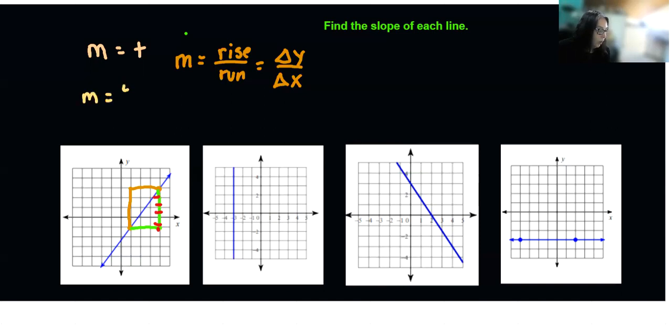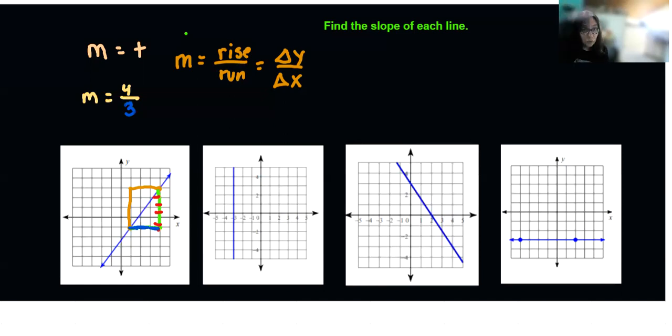And my run, how far over does it go? Let's take a look at how far over it's going. I'm going to move before I count. So there's 1, 2, 3. It goes over 3. So my slope is 4 over 3. Now you don't want to write a slope as a mixed number. Leave it as an improper fraction if it's improper. Let's go on to the next one.